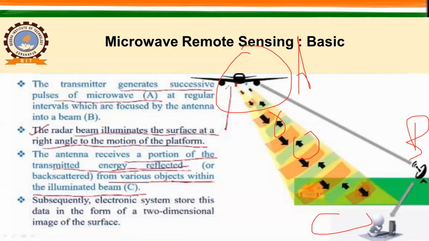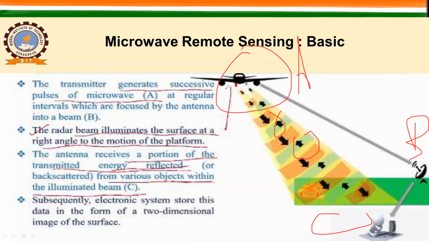So in microwave remote sensing, polarization plays a very significant role. तो ये माइक्रोवेव रिमोट सेंसिंग में क्या हो रहा है, यहाँ जो आपका ट्रांसमीटर है, it is generating successive pulses of microwave A at regular interval, which are focused by the antenna into a beam, that is point B.